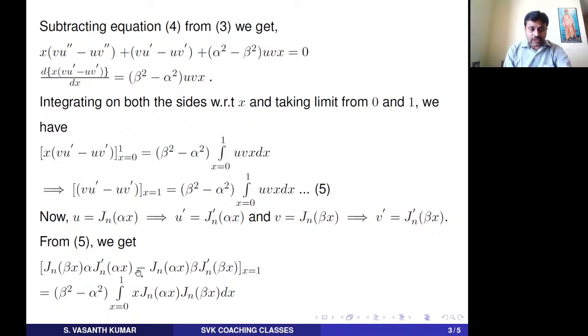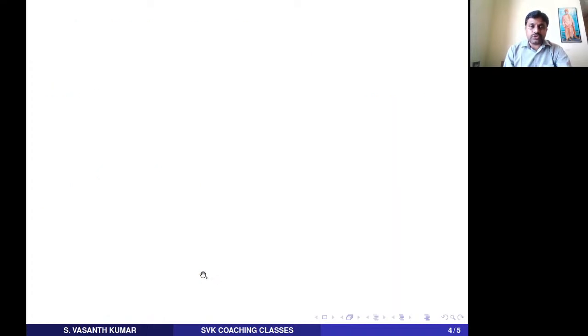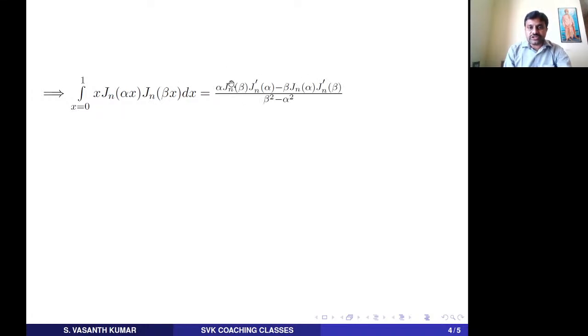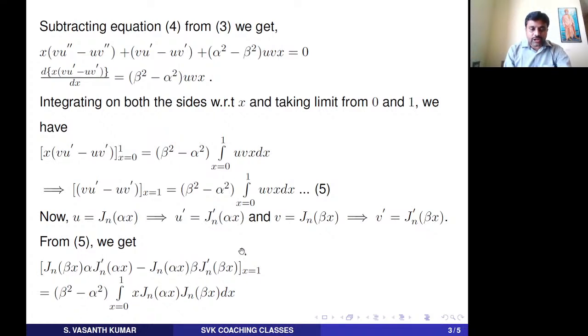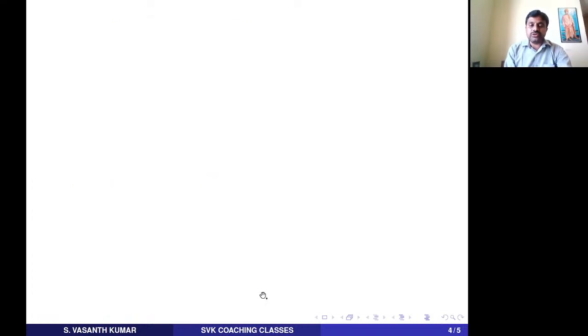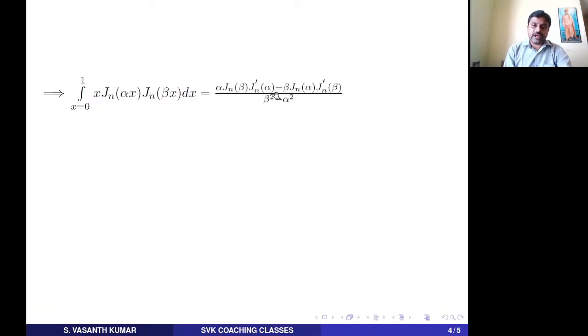Now putting x equal to 1 in all the values, what are we going to get? α Jn(β) Jn'(α) minus β Jn(α) Jn'(β). That is what you get when x equal to 1. I have cross multiplied (β² − α²) and got the integral value. As my aim is to prove that the integral from 0 to 1 of x Jn(αx) Jn(βx) dx is equal to 0, I got this fraction here, and I will name that equation 6.